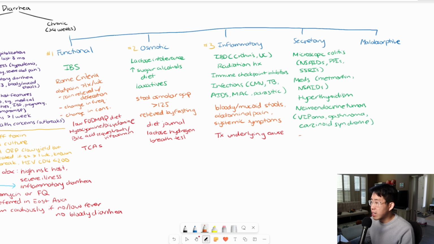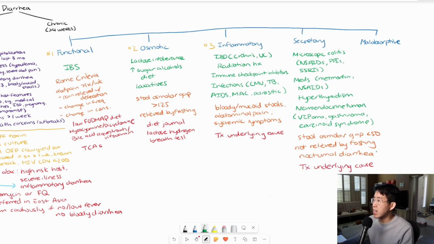So for secretory diarrhea, you're going to see a stool osmolar gap of less than 50, which is going to differentiate it from osmotic diarrhea. And also, it is not going to be relieved by fasting. And frequently, patients are going to be having nocturnal symptoms as well, whereas with osmotic diarrhea, you don't really see nocturnal diarrhea. And again, treatment is directed at the underlying cause.